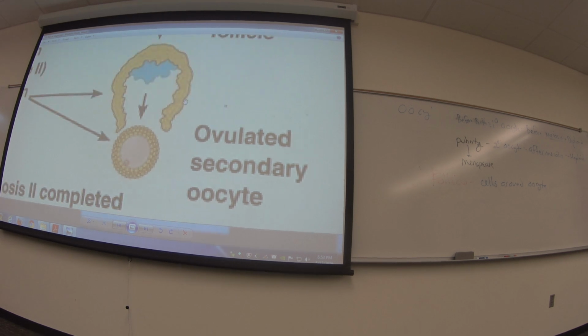I'm releasing an egg. What do you think we call that when you release an egg? Ovulation. Ovulation.